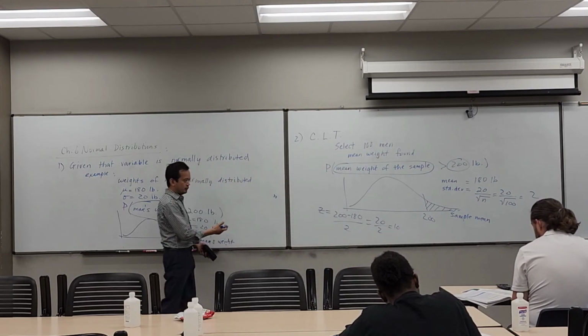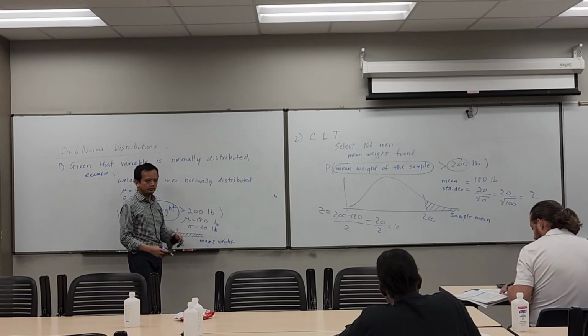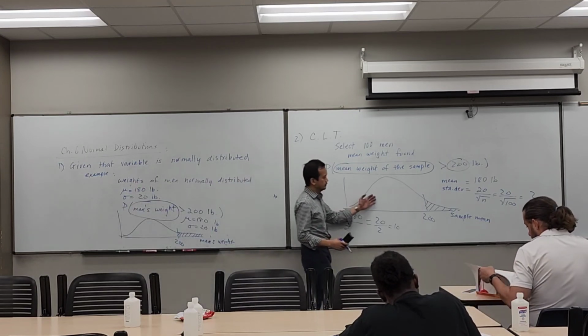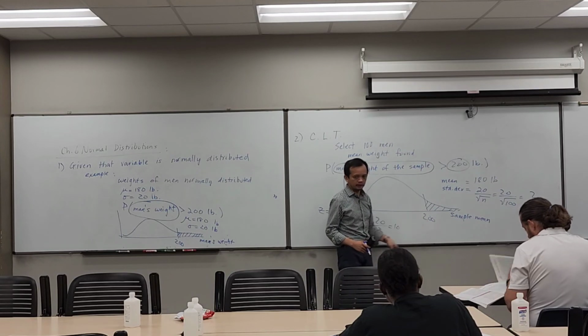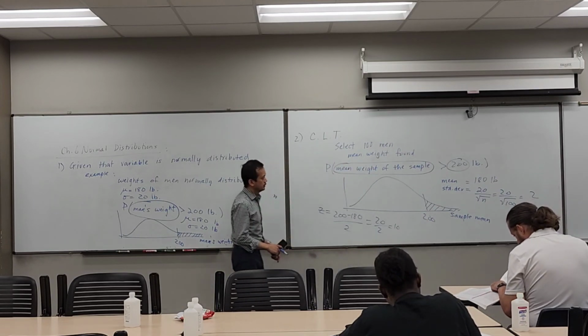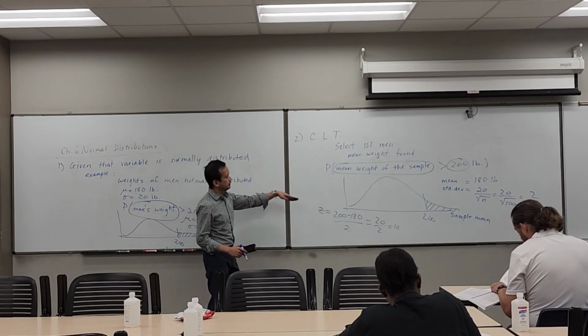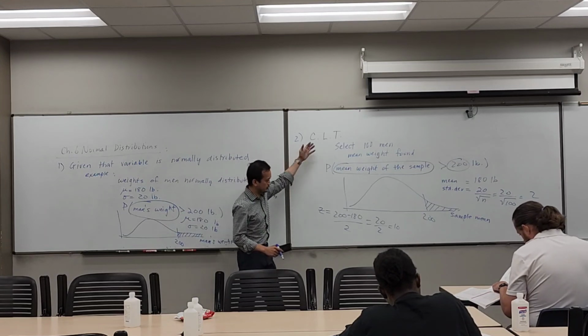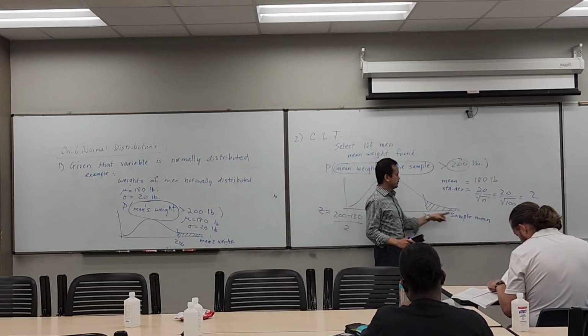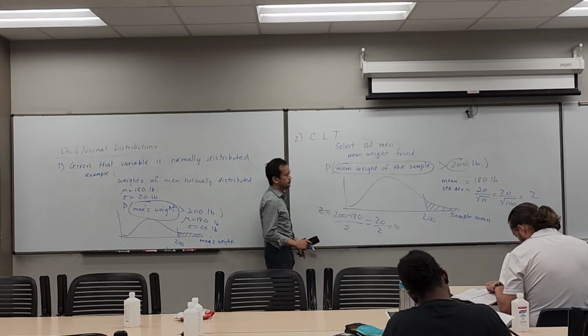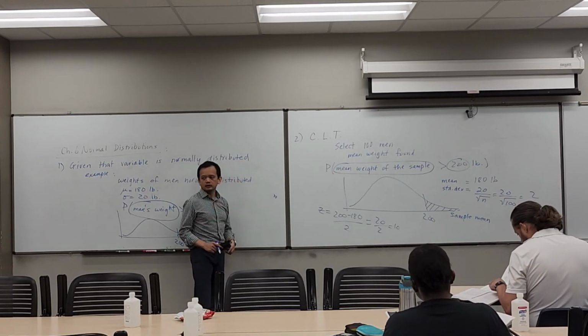Now that we have the z-score, we look it up in the table and find the left area, and subtract that left area from 1 to find our right area. So this is an example of the central limit theorem, and that has to do with when we have a distribution of sample means. Any questions?